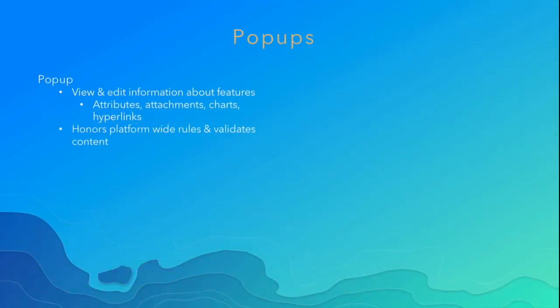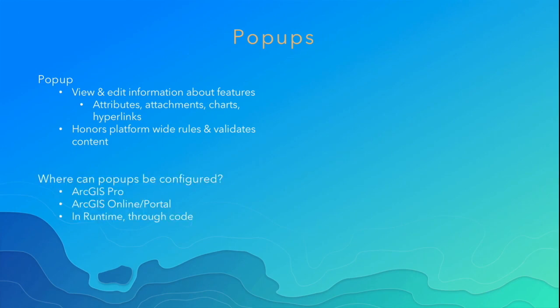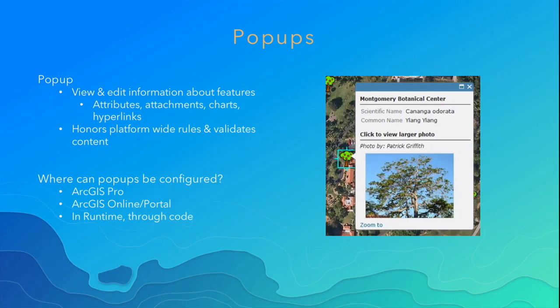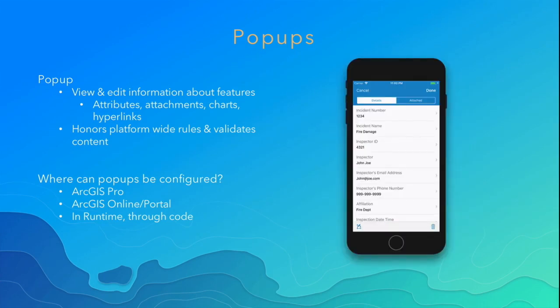So, first up, what is a pop-up? As you know, it's a UI component that is typically used to view and edit geographical elements like features or graphics on a map. The information can be attributes, attachments, charts, hyperlinks, and so on. And pop-ups typically honor and adhere to the ArcGIS platform-wide rules. Where can pop-ups be configured? They can be configured in your ArcGIS Pro, in ArcGIS Online or your portals, or in runtime through code.